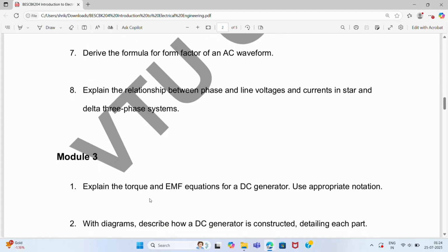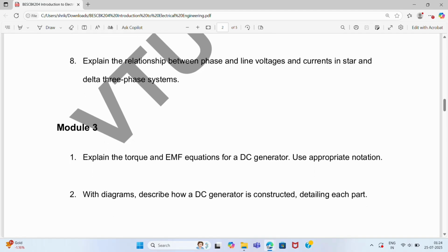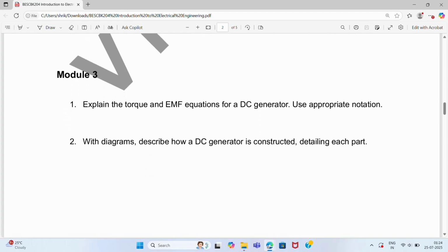Module 3. Explain the torque and EMF equations for a DC generator. Use appropriate notation. With the diagram, describe how a DC generator is constructed, detailing each part.